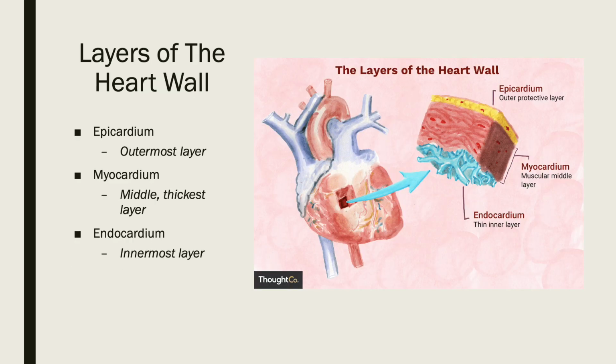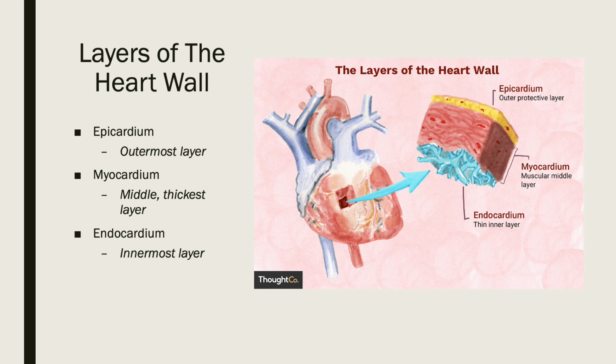So after we get through the pericardium, we actually get to the heart itself. Okay, the heart wall has three layers. It has the epicardium, which is the outermost, the myocardium, which is the middle and thickest layer, and the endocardium, which is the innermost layer. Okay, and if you look at the names of them, it'll kind of tell you where they're at. So epicardium means on top of or outside of the heart. Myocardium means muscle of heart.